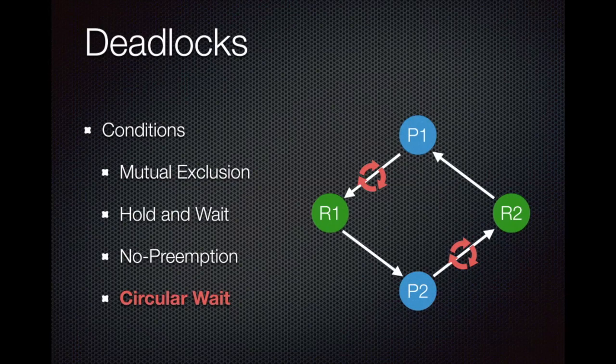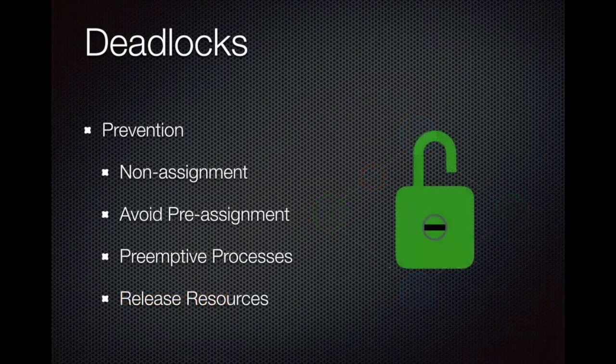So you might be asking, how do we solve this problem? Well, the answer is there are a few good steps. First, non-assignment, which basically means don't give processes exclusive resources if you don't have to. Try to avoid assigning them. Avoid pre-assignment. Basically, don't give a process a resource until it needs it.